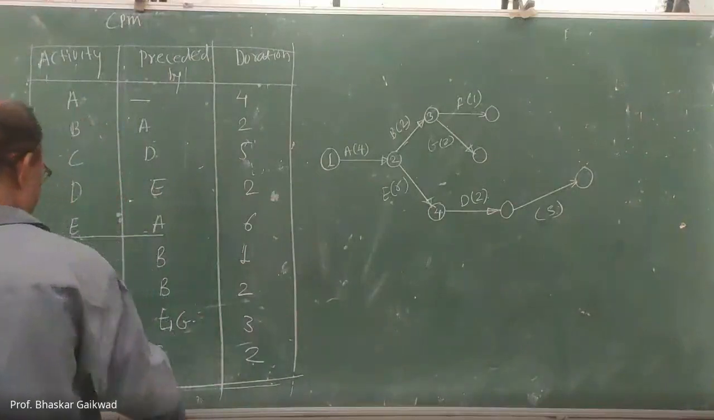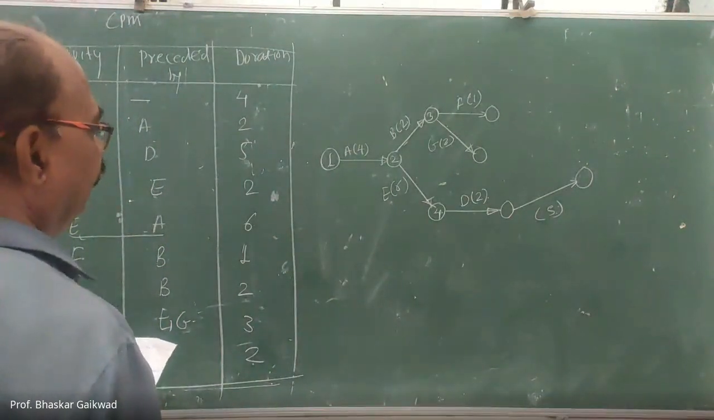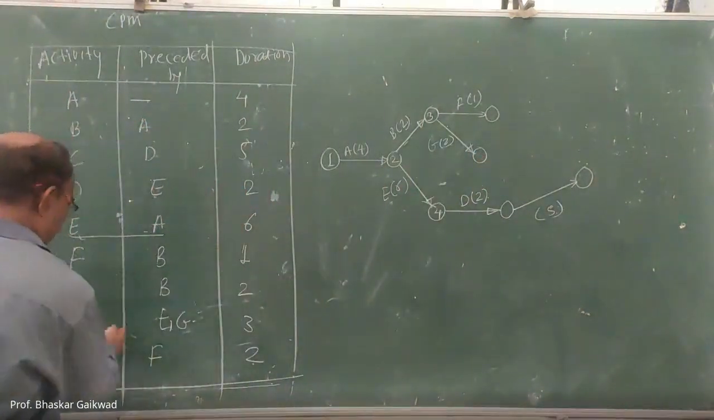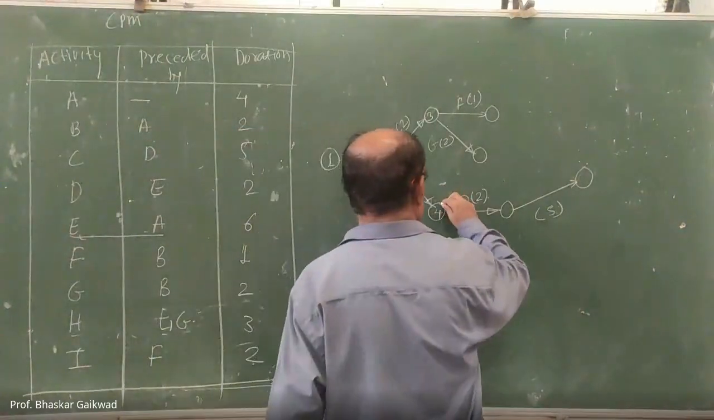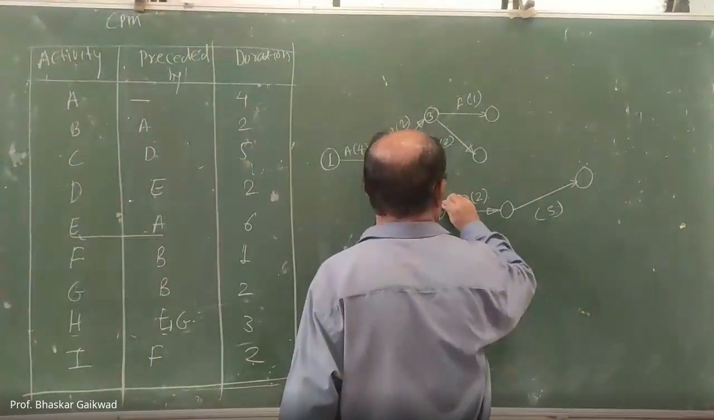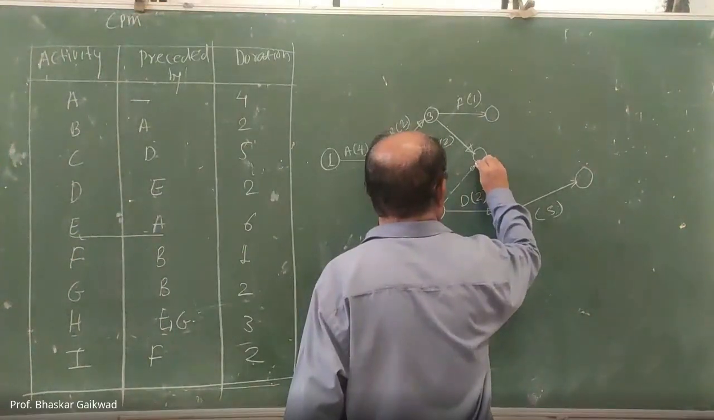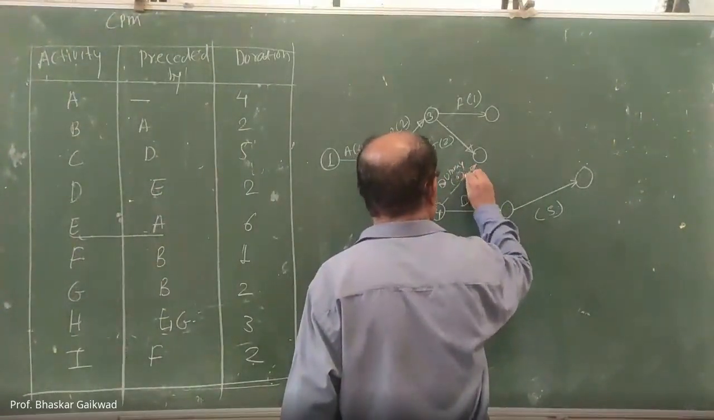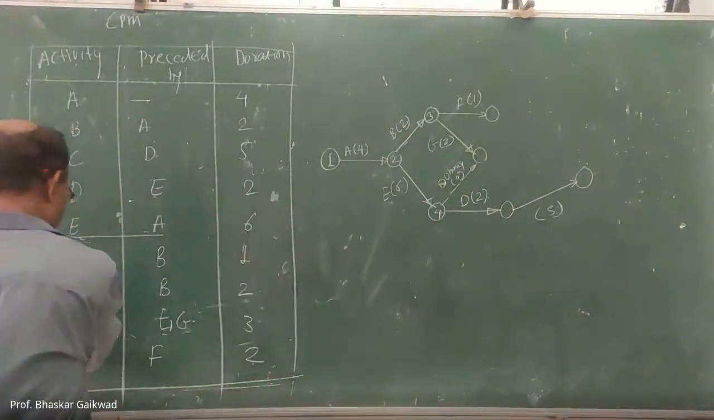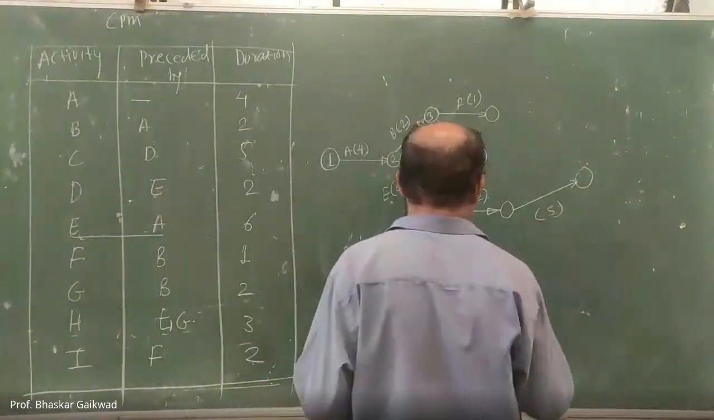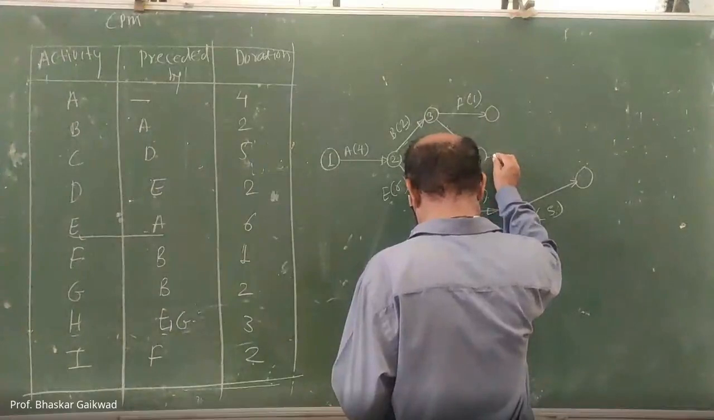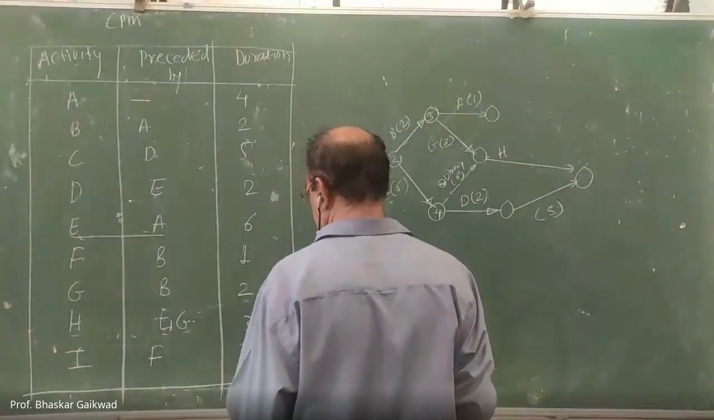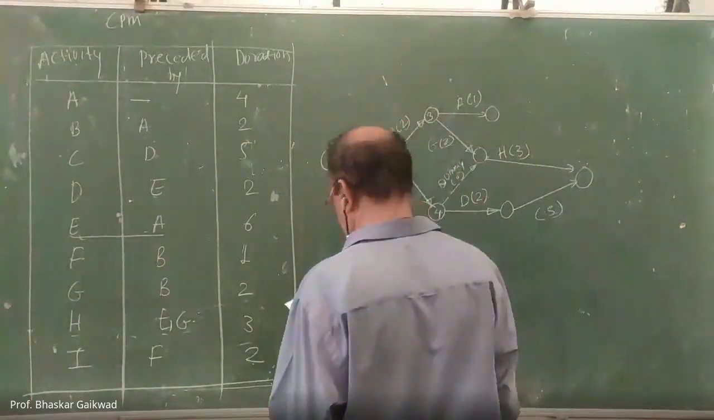Now after that, H will start from E and G. See that E is here, G is here, and H will start from this point. Here you can take a dummy activity. So this is the dummy activity, and the duration is 0. From this, H will start. So what is the duration of H here? 3.